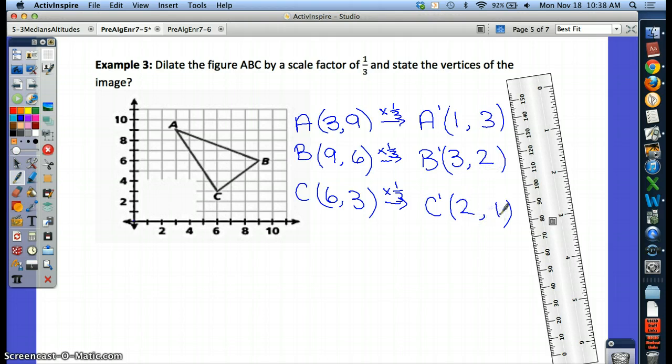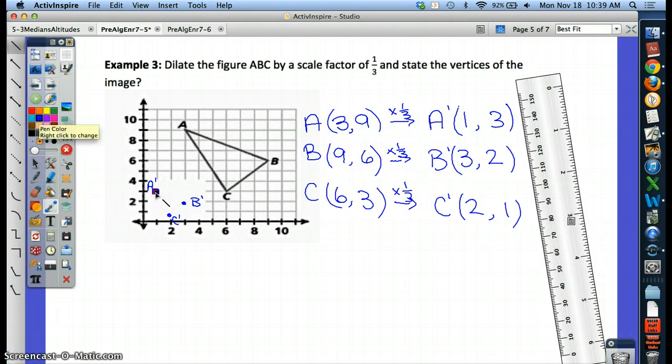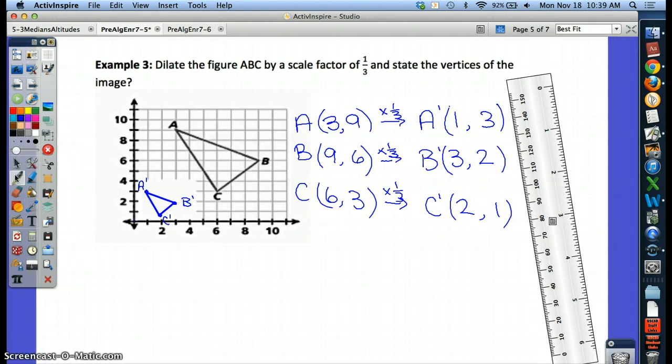Now all we need to do is graph our new image. We have the vertices stated, so we're going to go over 1, up 3, and that's going to be my A prime. So put those primes on there. For B, we're going to go over 3 and up 2. And for C, we're going over 2 and up 1. Let's connect our vertices. Use your straight edge. And there's our new image.